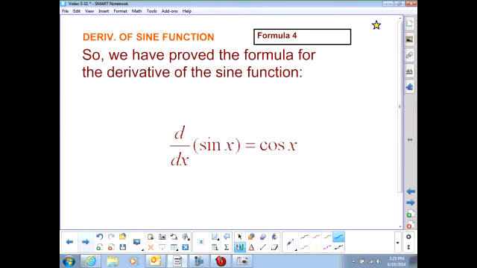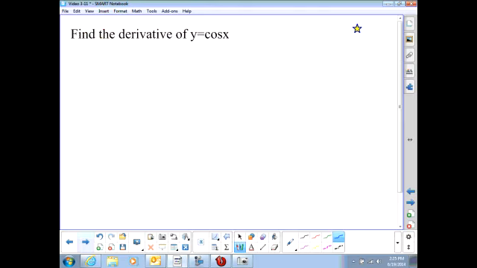So there we have it. Our derivative of sine x is really just cos x. Well, now let's see what's the derivative of cos x. And we'll go through the same process. We'll do our definition of the derivative.